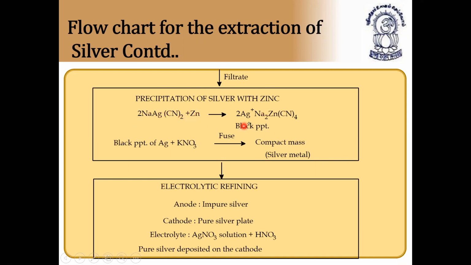on treating with zinc forms 2 moles of silver plus sodium zinc cyanide, a black precipitate. Silver is being formed here. This black precipitate of silver on reaction with potassium nitrate on fusing forms a compact mass, that is silver metal. After forming silver metal, refining of silver can be done by electrolytic refining, in which the anode is impure silver, the cathode is a pure silver plate, and the electrolyte is silver nitrate solution plus nitric acid, and pure silver is deposited on the cathode.